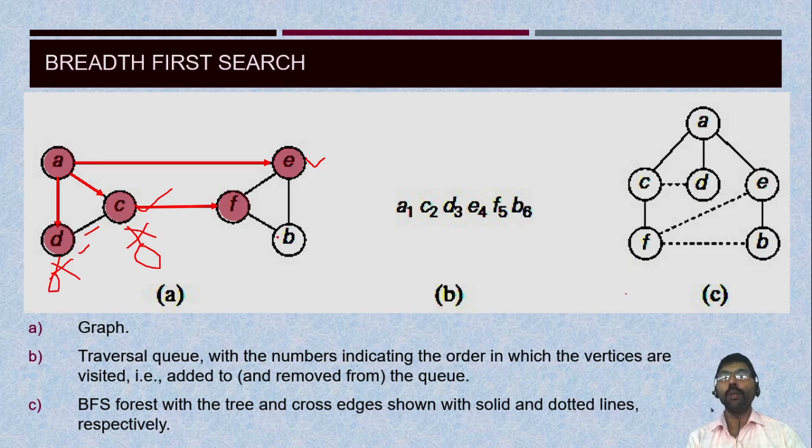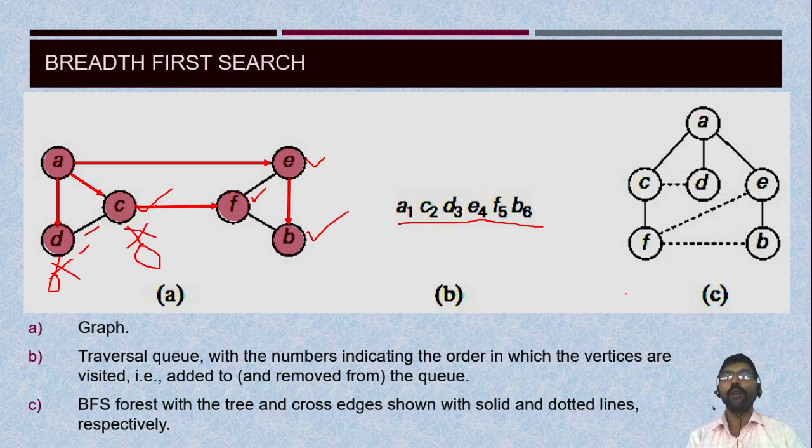From E, one more adjacent node is there, that is called B. So I will visit B. So this is also visited. Like that I will visit all the nodes in the graph breadth wise. So the output of this will be like this. First I will visit A. I mark with numbers, and this number indicates which node is visited when. First I will visit A, then C, then D, then E, then F, then B.